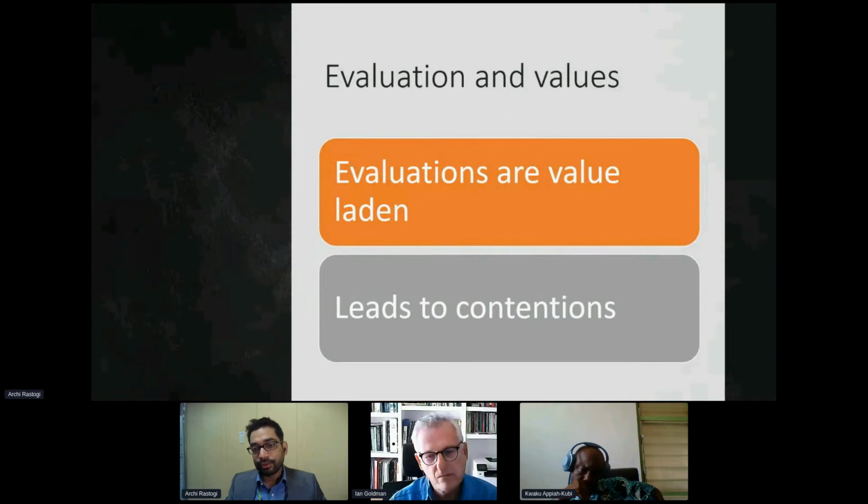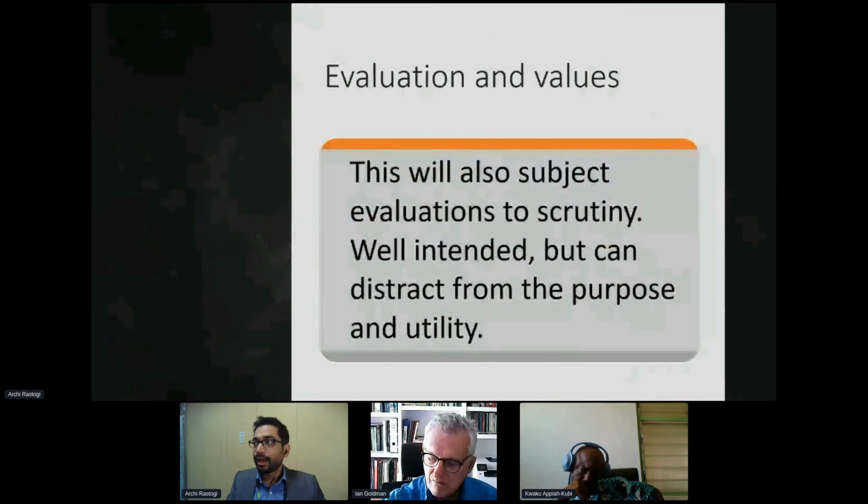In the case of the institution where I work, where billions of dollars worth of investments have to be made on a climate crisis, the decisions on gains and losses get very, very pronounced, and a minor change in the course of the fund can result in gains and losses to many different parties. So therefore, this becomes quite important for us. And this also means that evaluations themselves are subject to scrutiny. Very often, this scrutiny is well-intended, but can distract from the purpose and utility of evaluations, because evaluations by their very nature, like evidence, lend themselves very well to controversies and to decision-making.